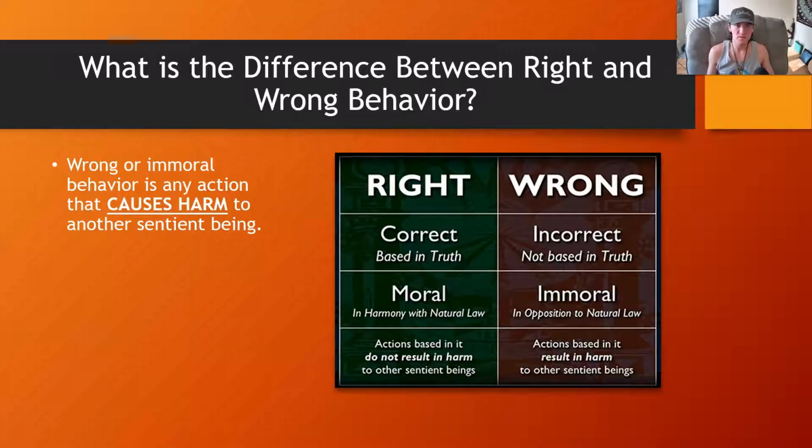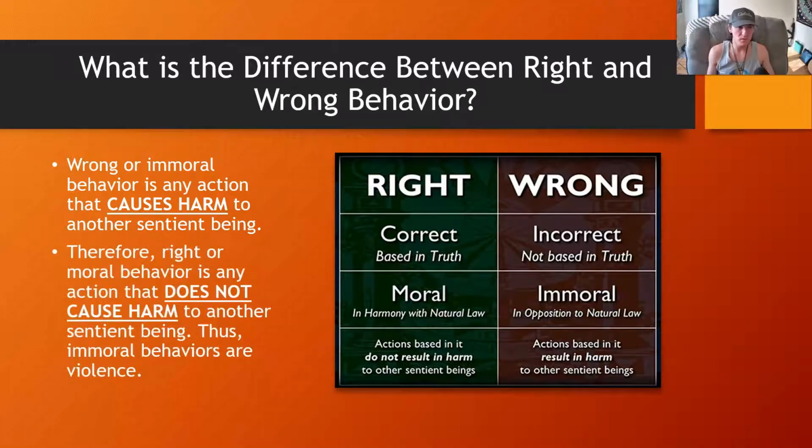So, what's the difference between right and wrong behavior? Wrong or immoral behavior is any action that causes harm to another sentient being. Very simple. Therefore, right or moral behavior is any action that does not cause harm to another sentient being. Thus, immoral behaviors are violence. If you are committing an immoral behavior, that means you are committing an act of violence against one of your fellow beings.